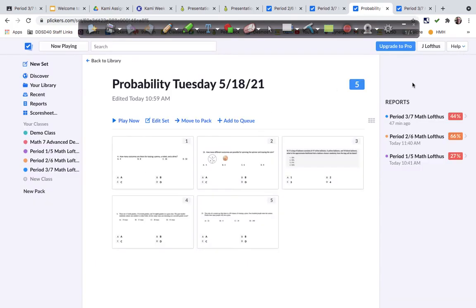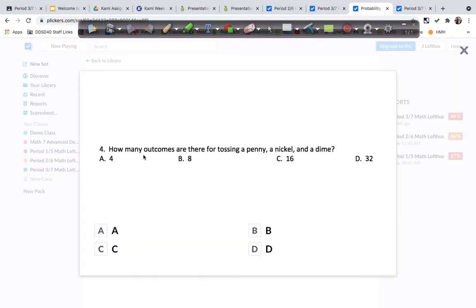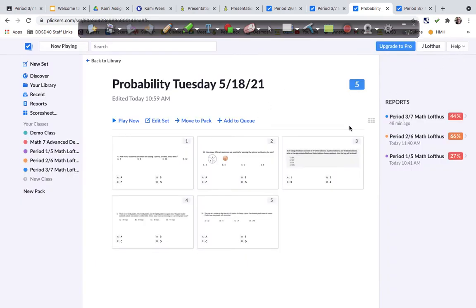All right. And there was a little bit of confusion on this. How many outcomes are there for tossing a penny, a nickel, and a dime? So that meant that you tossed all of them. So a penny followed by a nickel followed by a dime. So maybe a little confusing in the wording there.